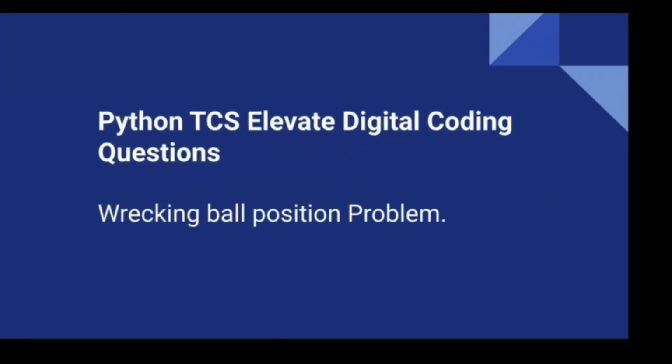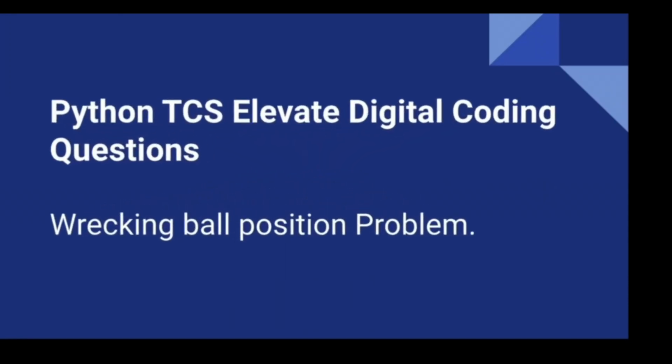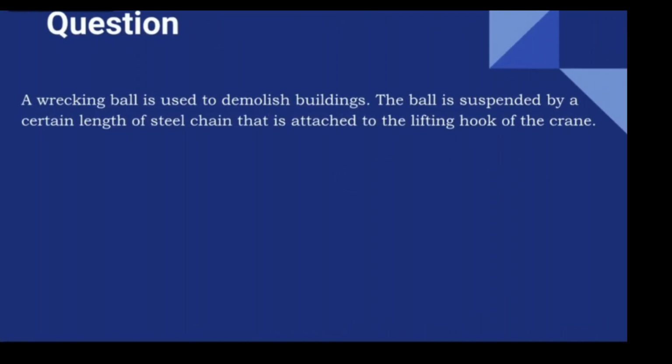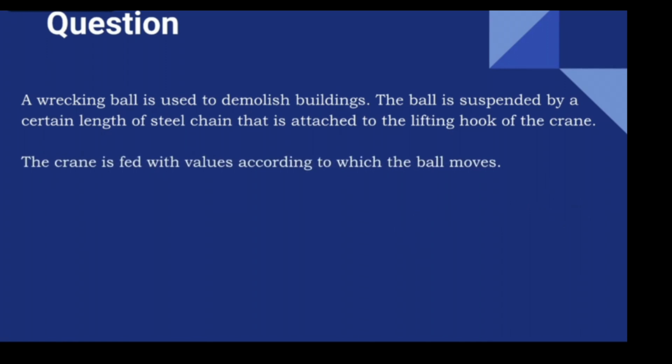Hello everyone, in this video we are going to see the wrecking ball position problem, which is asked in Python TCS Elevate digital coding. A wrecking ball is used to demolish buildings. The ball is suspended by a certain length of steel chain that is attached to the lifting hook of the crane. The crane is fed with values according to which the ball moves.